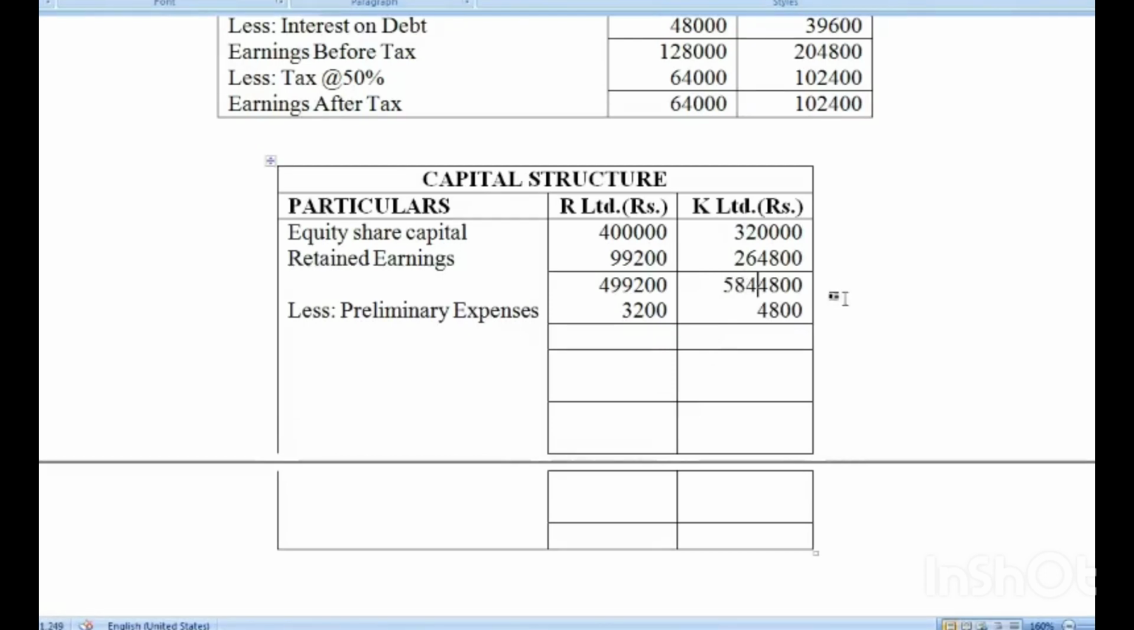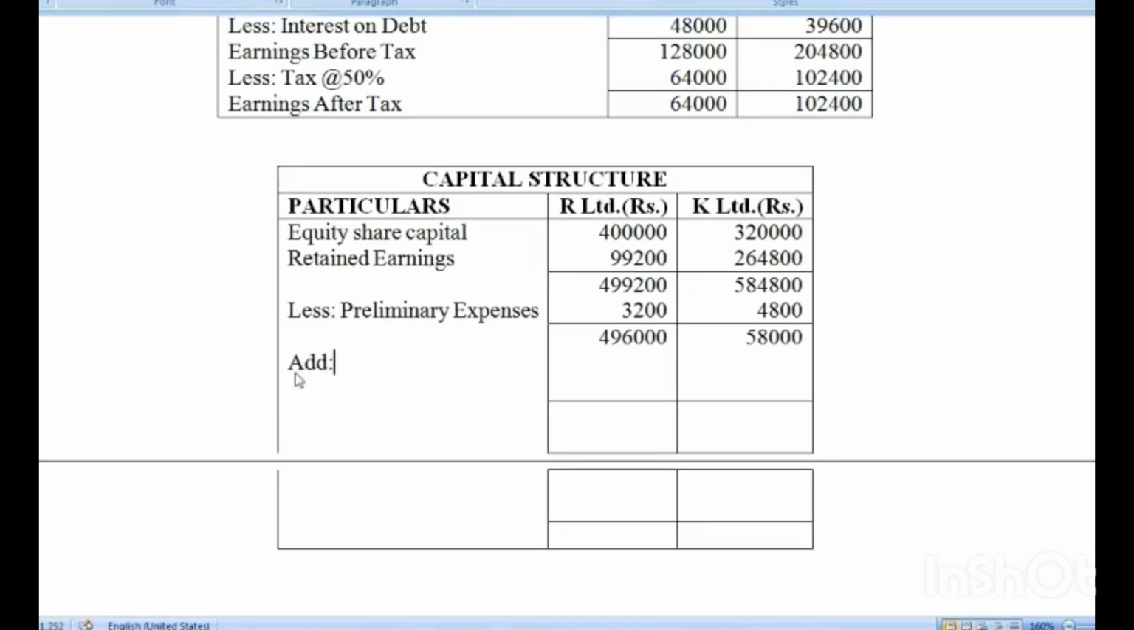So 4,99,200 minus 3,200, what is the answer here? 4,96,000. Exact. And here 5,80,000. Okay, then after that, add preference share capital if it is given.